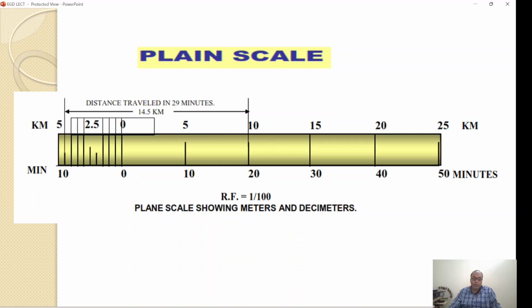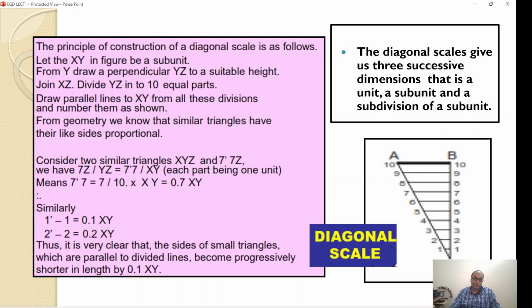Okay, so after plane scale we are going to discuss the diagonal scale. Okay, so there is a unique principle. Okay, so as far as differences are concerned, we know that the plane scale is used to measure up to single decimal places, and a diagonal scale is used to measure up to 2 decimal places, or 3 subsequent units and 2 subsequent units.